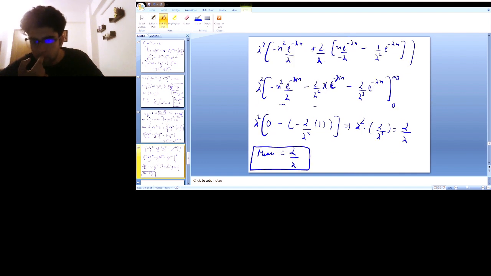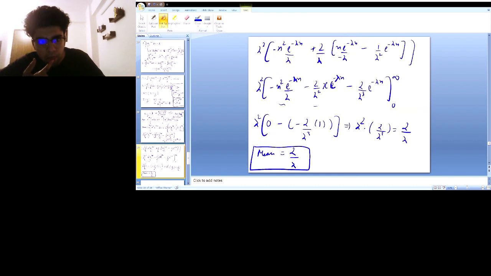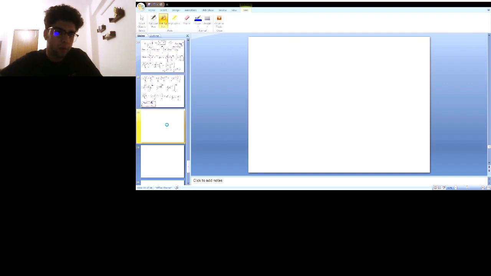2 upon lambda. This is 2 in the numerator, and this is lambda in the denominator. 2 upon lambda is my mean. So let's find the variance.